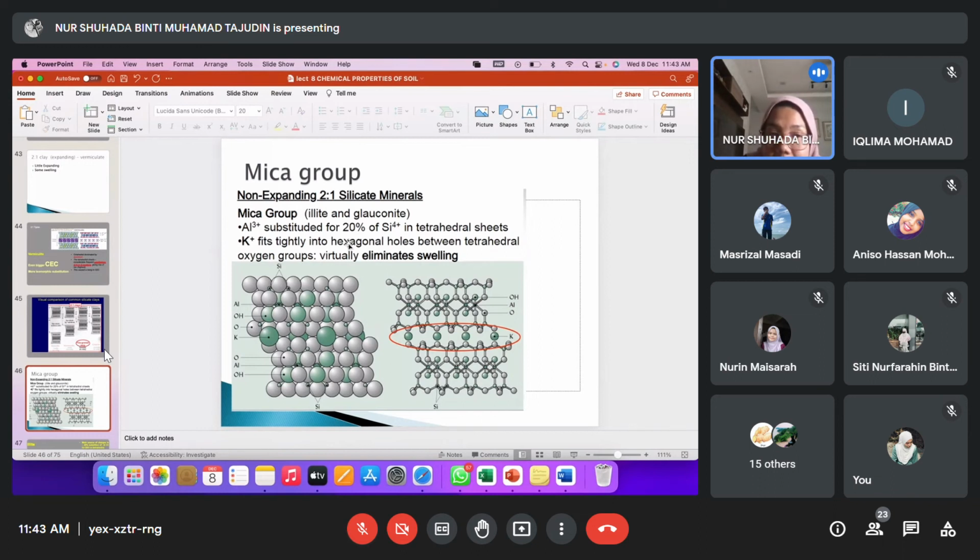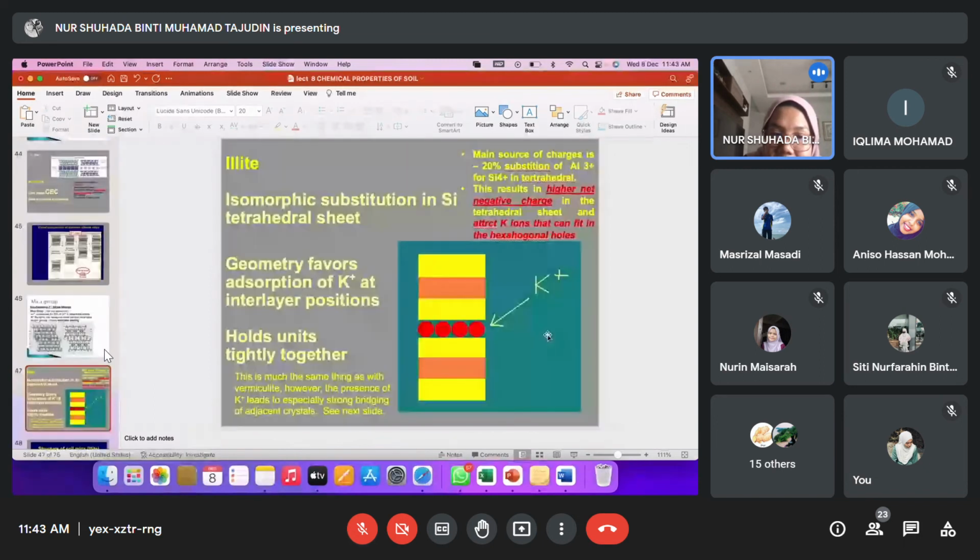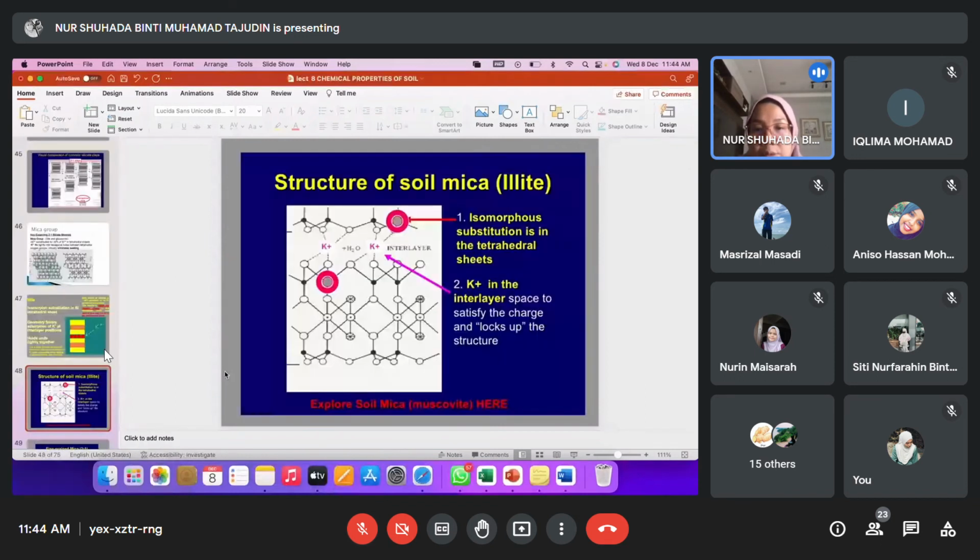The last one, this is illite. It is the same as just now. This type of soil results in a higher net negative charge in the tetrahedral sheets and attracts only K ions that fit in the hexagonal holes. Only K can sit here. This is much the same as with vermiculite. It allows changes, but the K is tightly bonded. Since K is tightly bonded, it doesn't allow any exchangeable cations, very limited. This is also the same picture. I just want you to understand, that's why there are a few pictures. Please don't get confused; use whichever you prefer to help you understand.